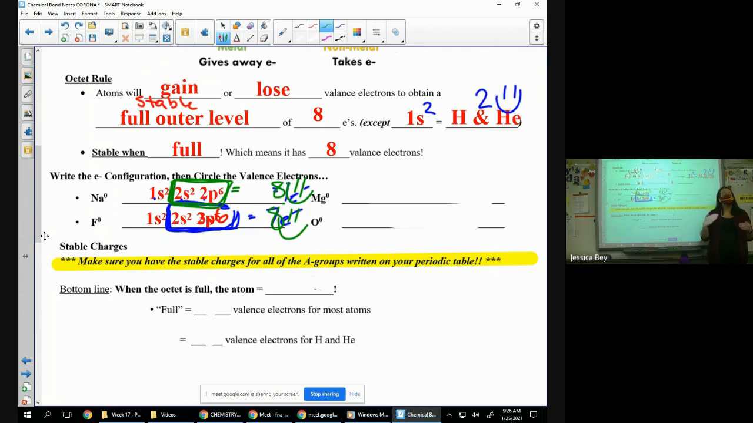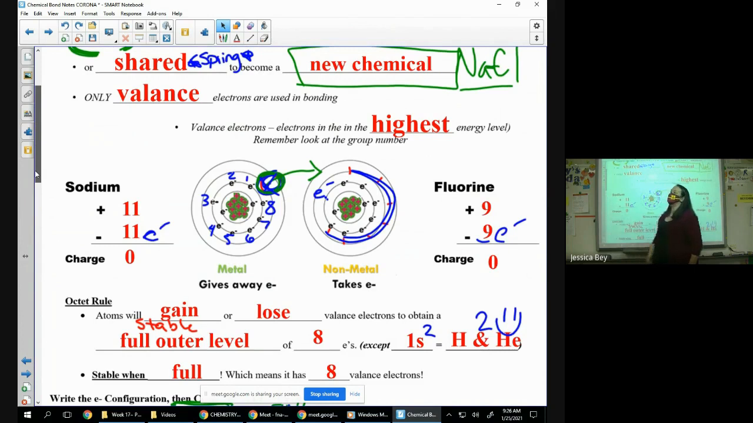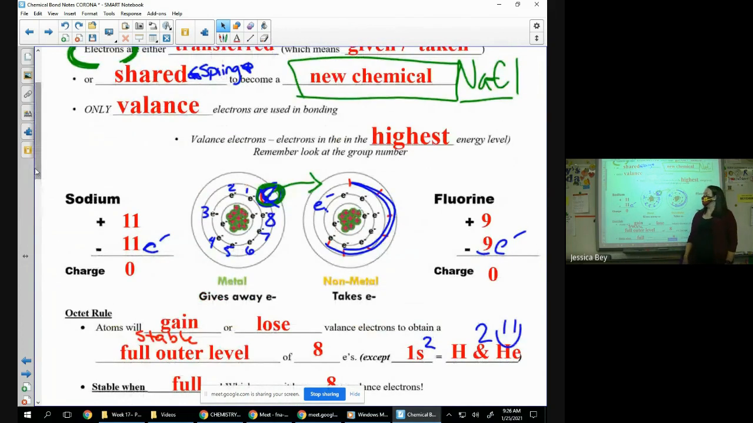Yes. So you transfer electrons. Okay. Now, the only problem is, let's go back up here, that is going to change something called the charge. This is where it starts to get confusing, so hang with me.